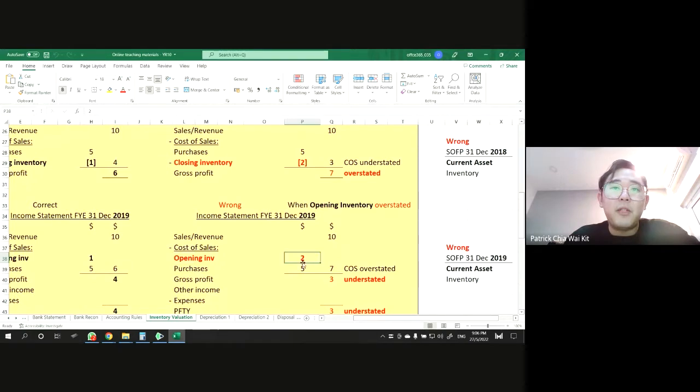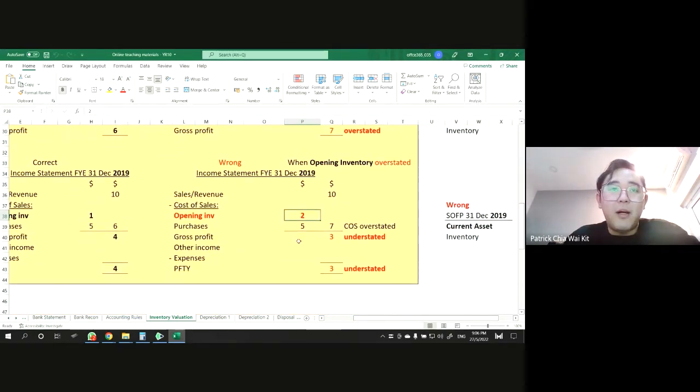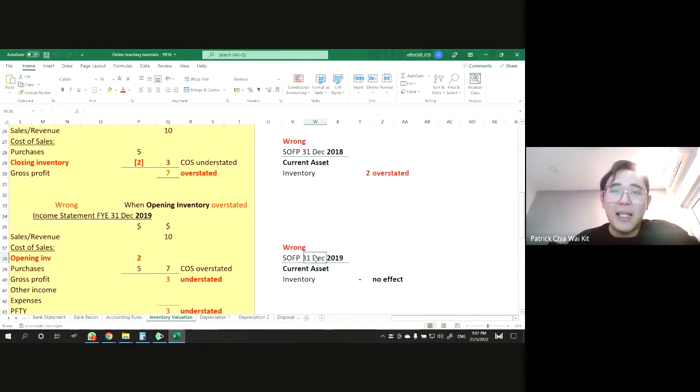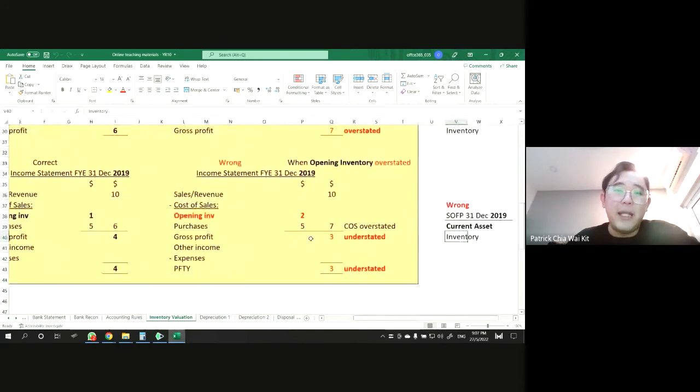So as you can see, there is some effect on the profit part. But now we are looking at current asset, because the question is talking about current asset. Is there any effect? When it comes to current asset, the answer is no effect. Why? Because at the end of the year, the inventory that we see is actually closing, it's always closing, never opening inventory. Unless they say the SOFP is at the start, but no, we are talking about year end. If it's year end, then the inventory is closing inventory. So whatever happened to opening inventory doesn't affect the closing inventory at the end.